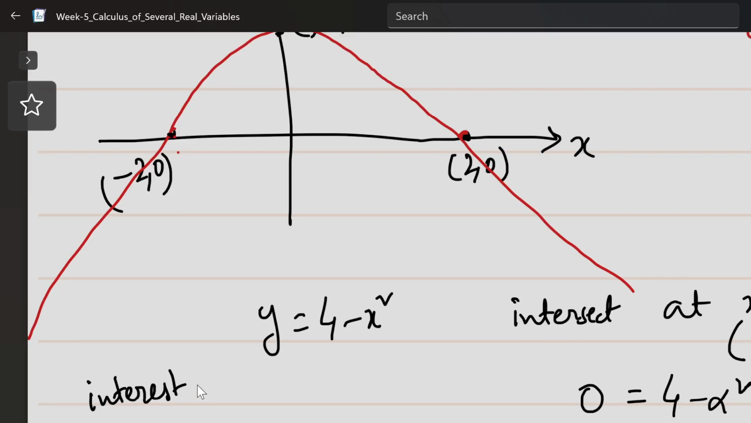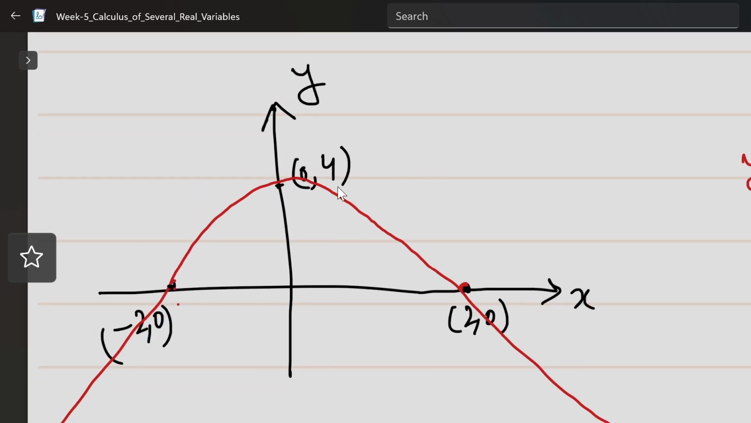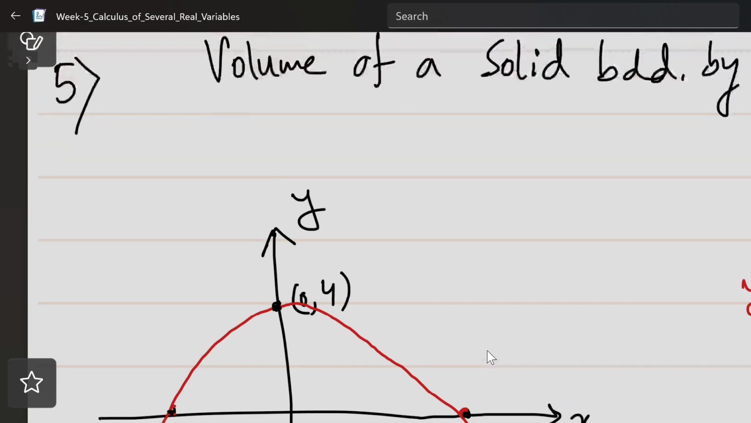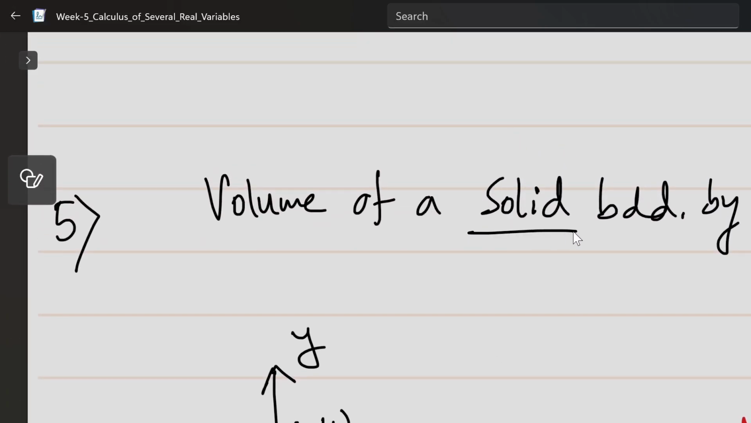Similarly, if it intersects the y-axis, it will be at 0 comma something, say beta. So if I put y equal to beta and x equal to 0, I get beta equal to 4. So it will intersect the y-axis at 0 comma 4 and the x-axis at 2 comma 0 and minus 2 comma 0. Okay, so this intersecting is done. Now you have to find a solid, by the way.